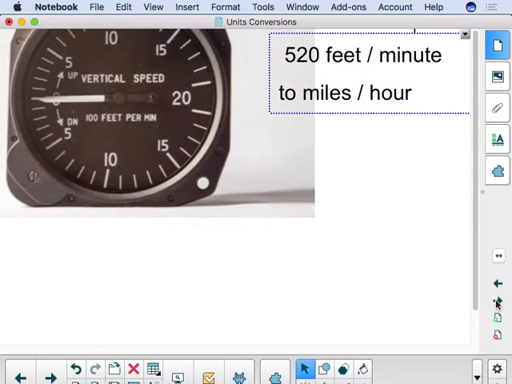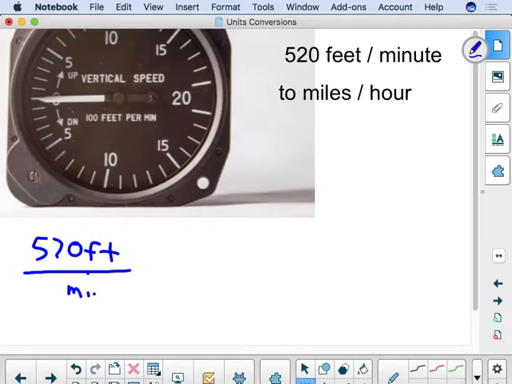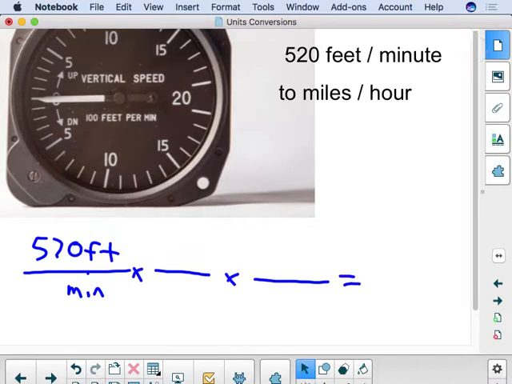Let's go to this. There are some plane gauges that give information in feet per minute. I want to convert that into miles per hour. You're going to have at least 2 conversions that you're going to do here. Okay, 520 feet per minute. Talk to the person next to you about the 2 conversions you might do in order to get that into miles per hour. What's the conversion from feet to miles? We had it in a problem we just did a problem or 2 ago.